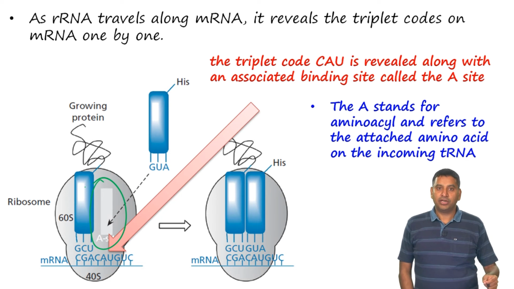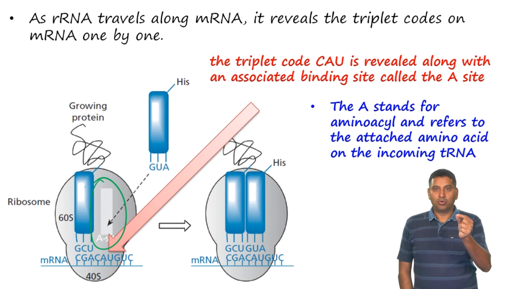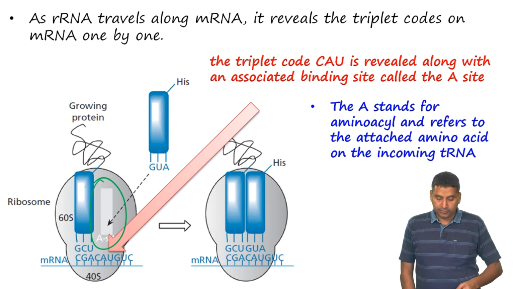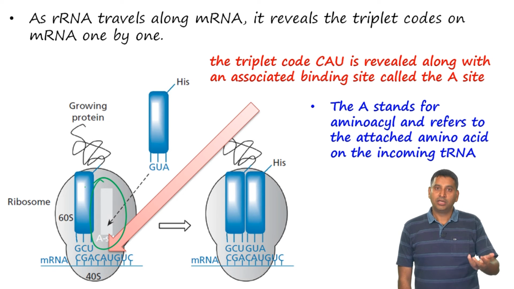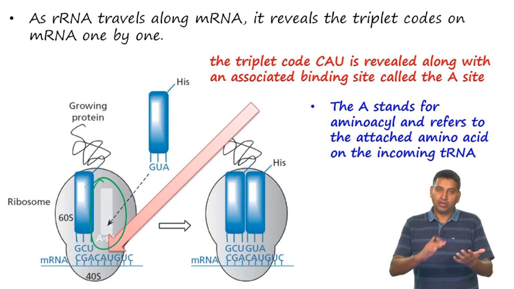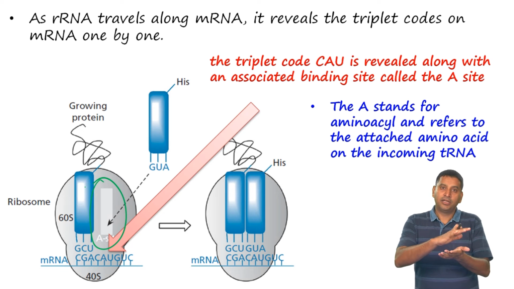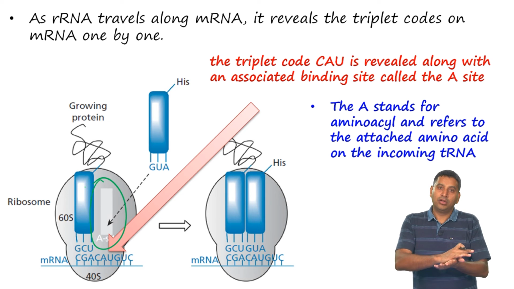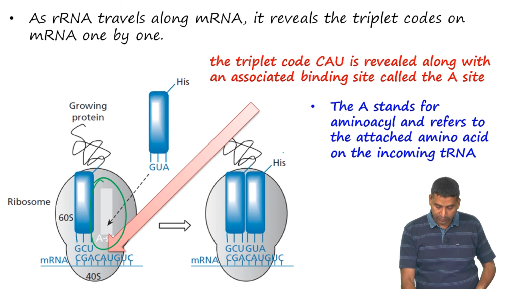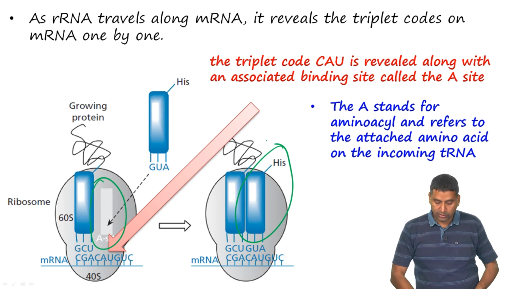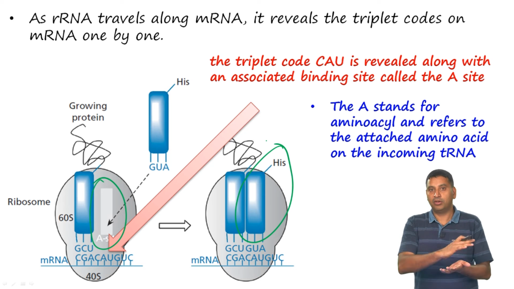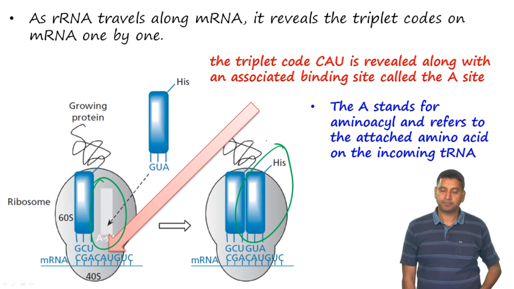Okay. So, here in this example, the triplet code CAU is revealed along with an associated binding site called the A site. Now, the tRNA, which has the correct complementary anticodon, will come and bind to this region and will occupy the A site. So, as you see here, the correct tRNA molecule will occupy the A site.